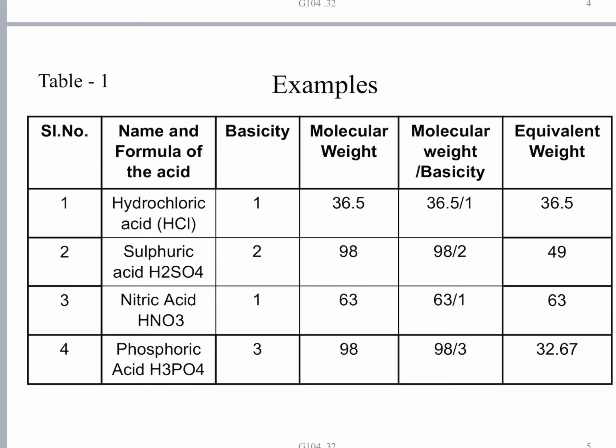Here, hydrochloric acid HCl, we have been given. Its molecular weight is 36.5, and according to the formula, equivalent weight is molecular weight by basicity, that is 36.5 by 1. So the equivalent weight is 36.5 grams itself, the same as the molecular weight.